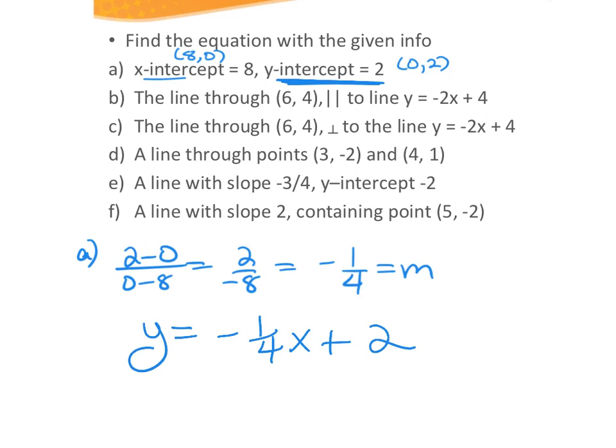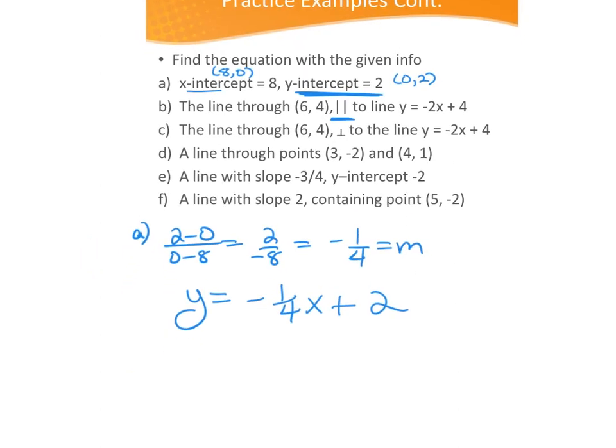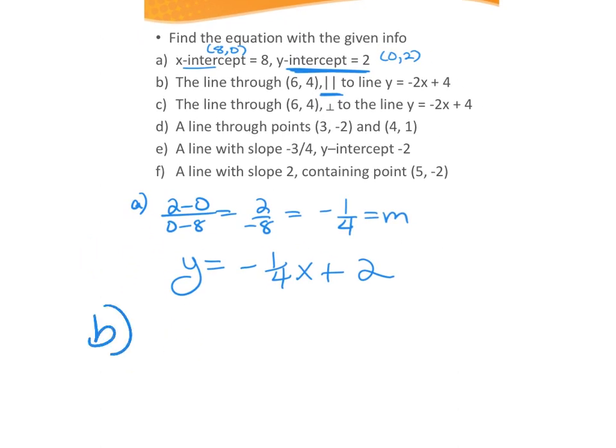Now for examples B and C, these are just like the ones we did on the other slide. Again, we're going to practice. For the parallel, notice these two little lines here indicate that it's parallel. The upside down T on example C is the perpendicular. So for B, I'm using the ordered pair 6, 4. That's my x1, y1. The slope that I need for parallel is the same, so I'm using -2.